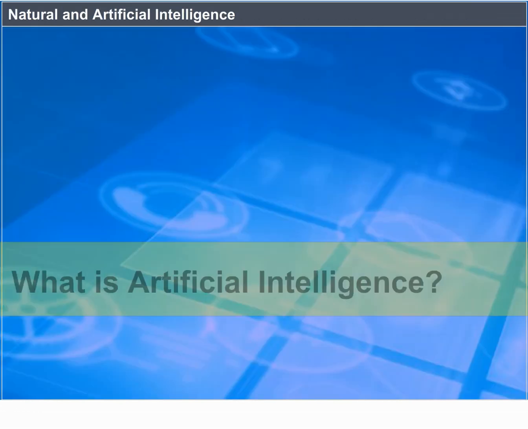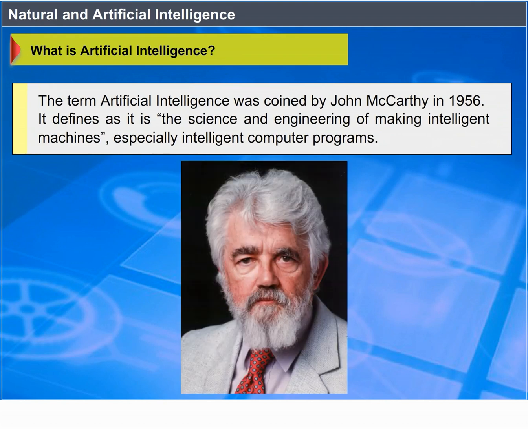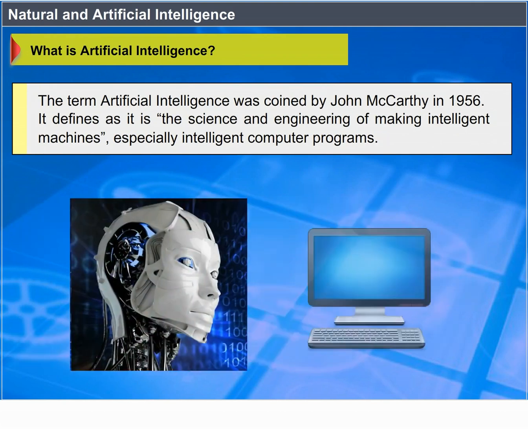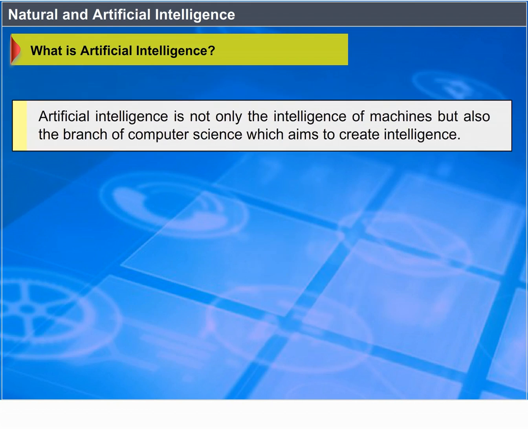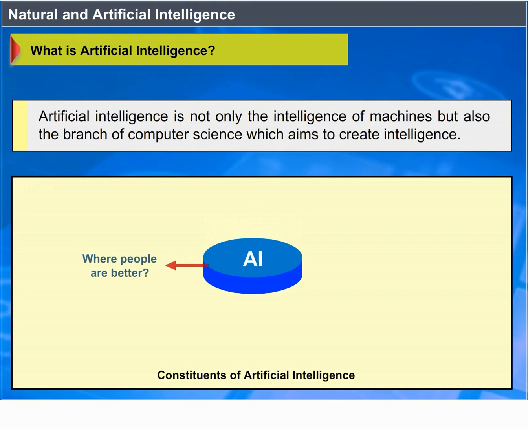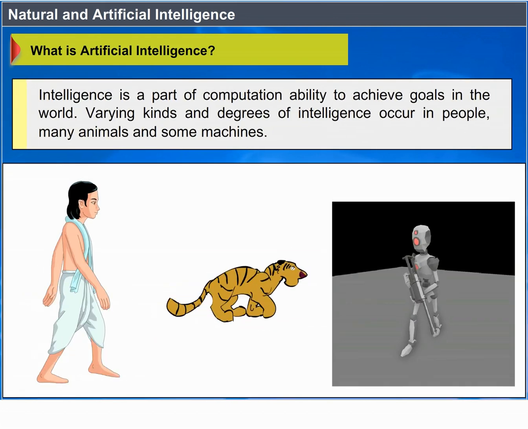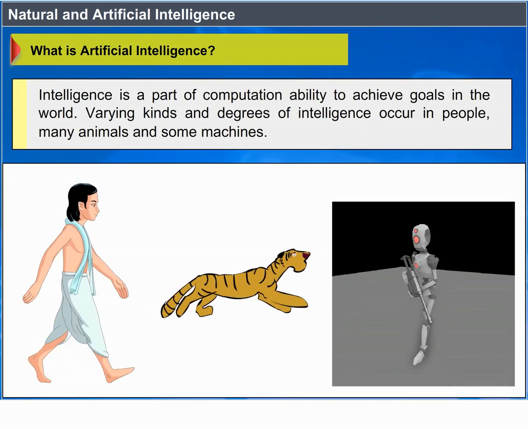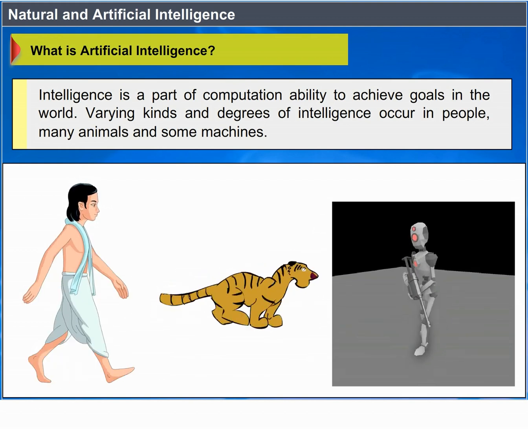What is artificial intelligence? The term artificial intelligence was coined by John McCarthy in 1956. He defined it as the science and engineering of making intelligent machines, especially intelligent computer programs. Artificial intelligence is not only the intelligence of machines, but also the branch of computer science which aims to create intelligence. Intelligence is the computational part of the ability to achieve goals in the world. Varying kinds and degrees of intelligence occur in people, many animals, and some machines.